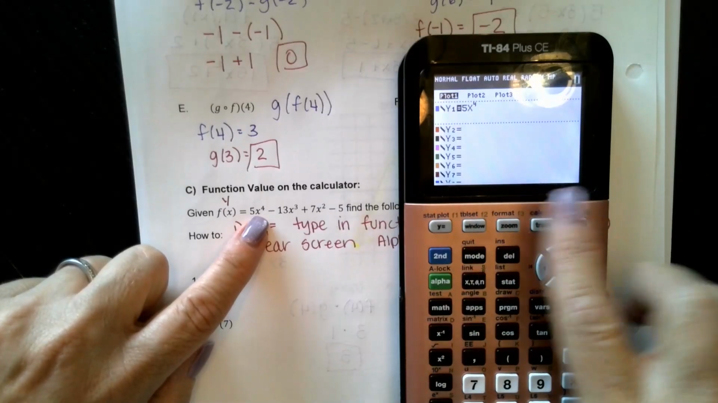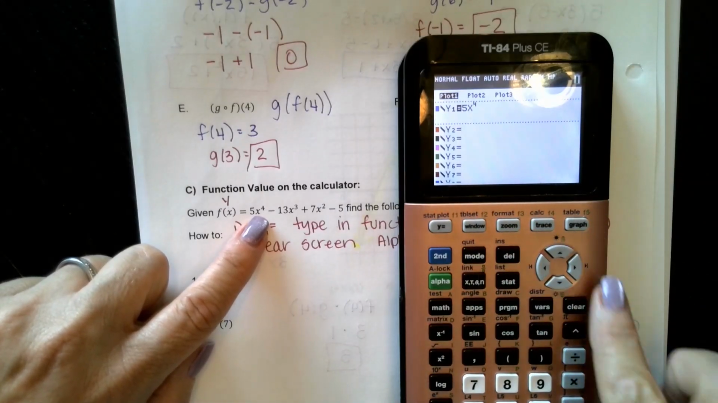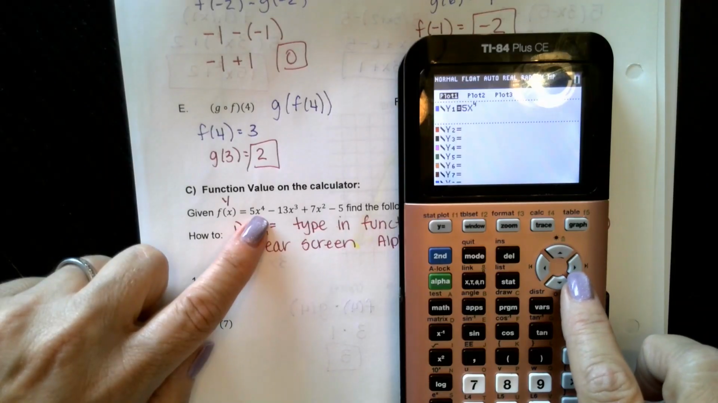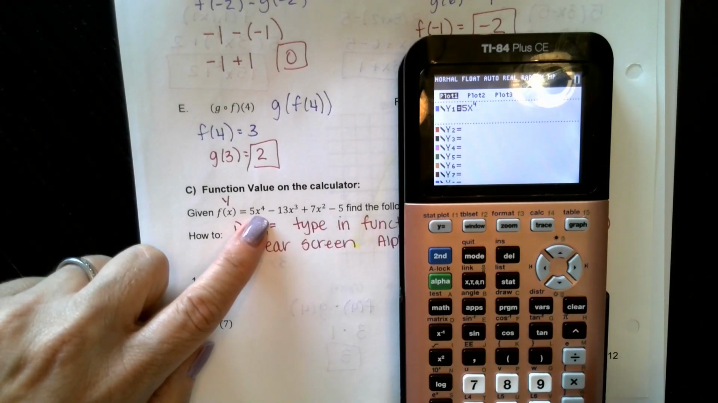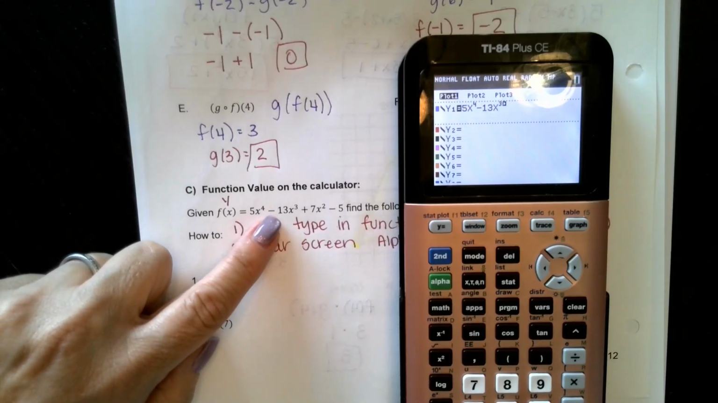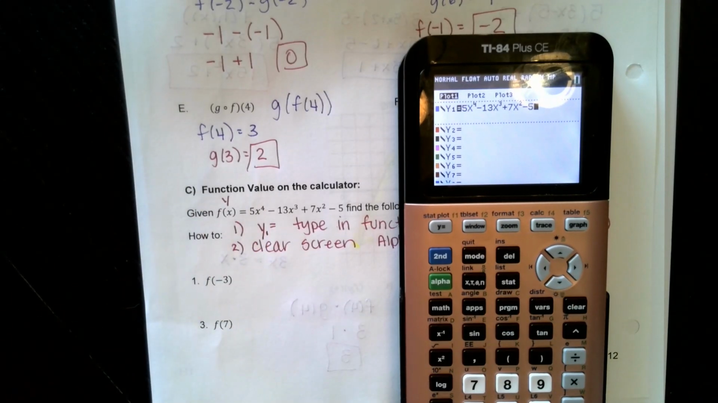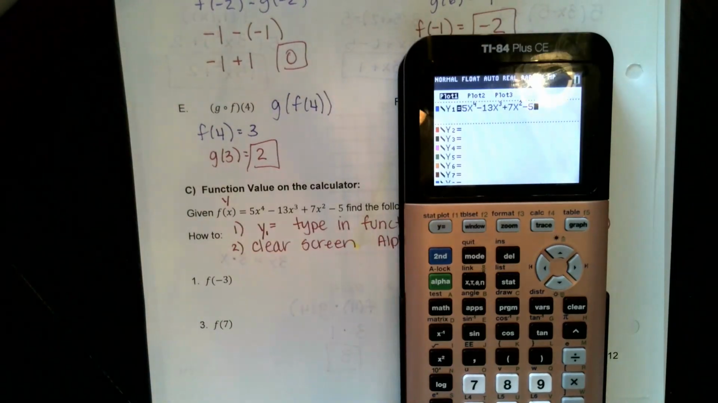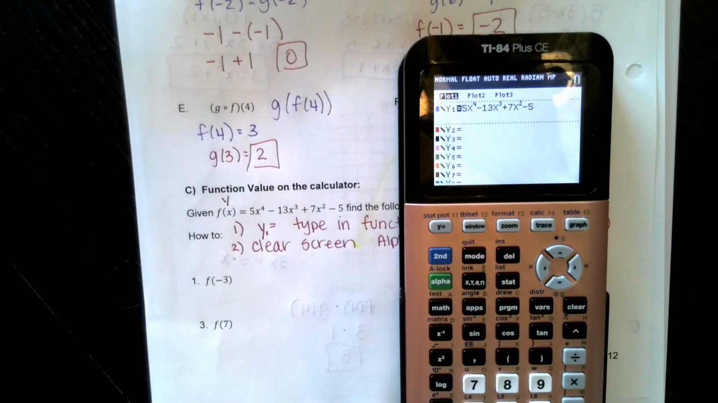Now, it's going to keep typing as an exponent. So what I want to do is I want to use this arrow button right here to get out of it. And then I would have minus 13x. I'm going to go back up to caret cubed. Okay, sorry there's a glare, y'all. My light's giving us a glare. So here's my function.